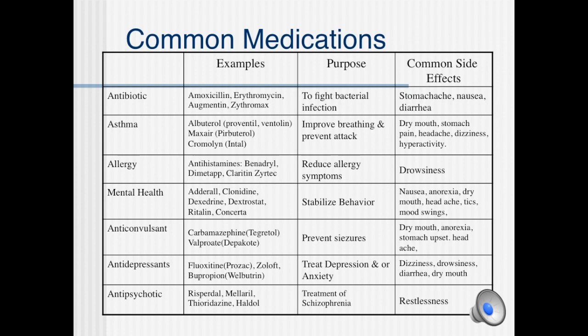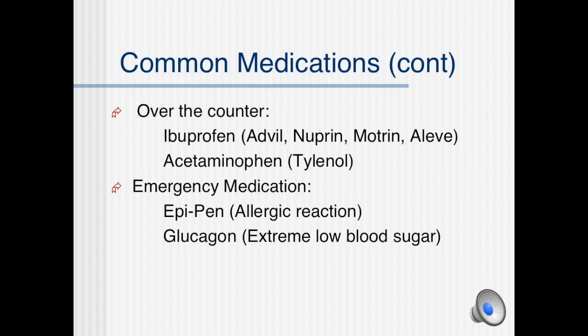Here is a list of medication examples, what they do, and what common side effects they may have. If you would like a copy of this slide, please see your school nurse. Here are some examples of over-the-counter medications: ibuprofen and acetaminophen, and examples of emergency medications like EpiPens and glucagon.